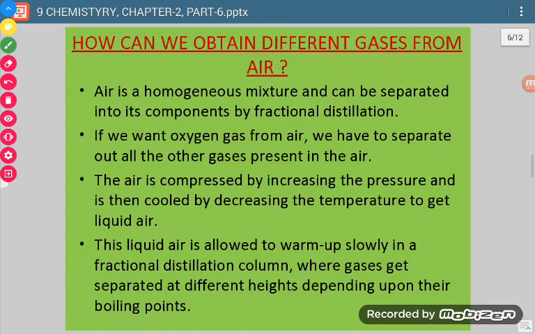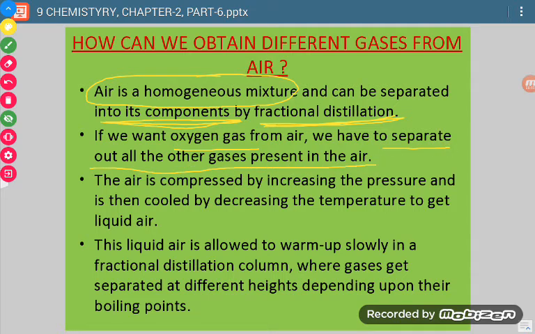Now how can we obtain different gases from air? This is also one of the very important applications of fractional distillation. Let us first discuss the process. Air is a homogeneous mixture, and it has so many components, so many gases in the air, so we can separate those gases by the process of fractional distillation. If we want oxygen gas from air, then we have to separate all the other gases present in the air. Now how do we do it?